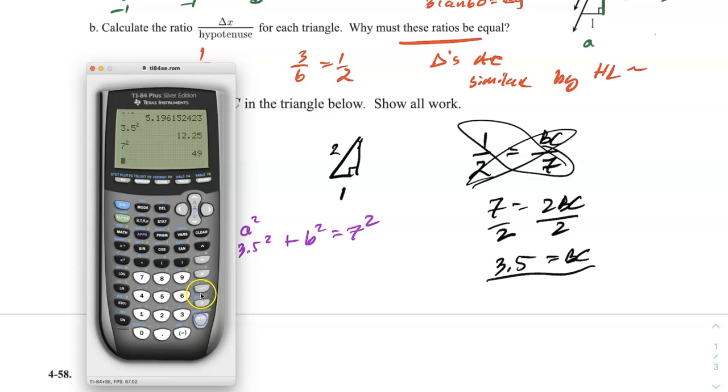And then we're going to subtract. So 12.25 plus b squared equals 49. Let's subtract the 12.25 from both sides. And we get b squared equals 36.75. And then the square root of that.